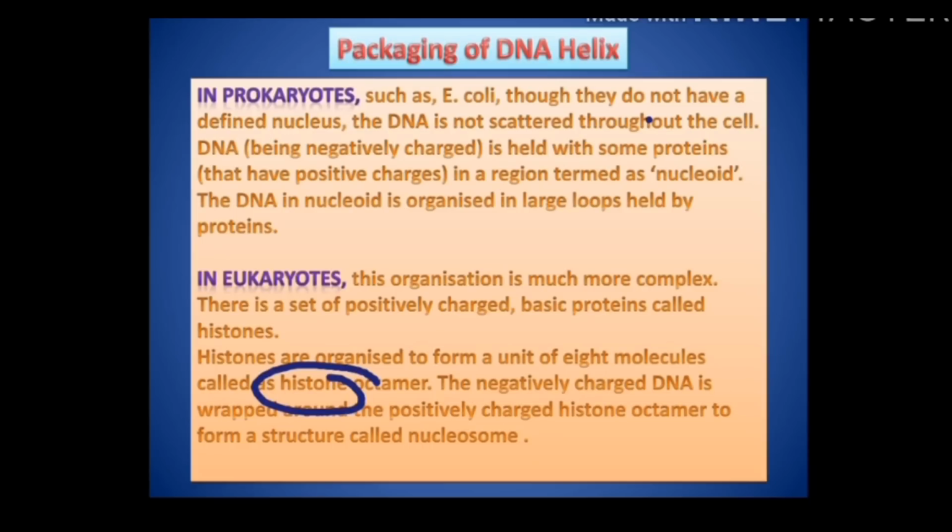Now, as I mentioned before also, DNA is negatively charged due to the presence of the negatively charged phosphate group, right? And these proteins are positively charged. So obviously there is always an affinity between DNA and these positively charged proteins. Now due to this affinity, let us see what happens. DNA will wrap around the histone octamer.